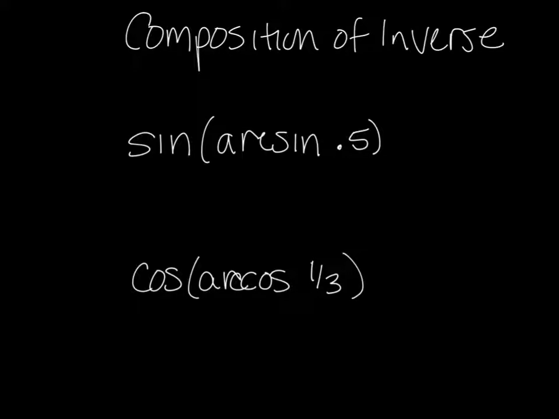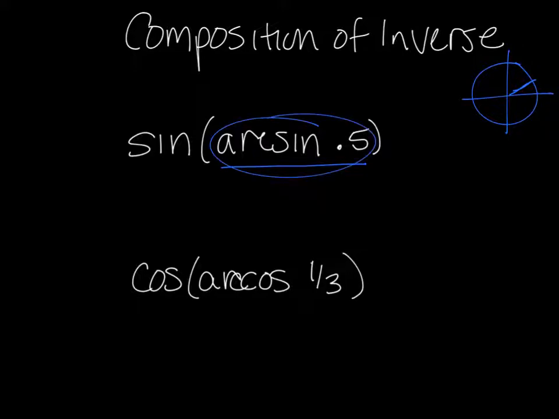So if we start with this, we always start inside the parentheses. We're trying to find arcsine of 0.5. If I look at the unit circle, sine is the y value, it's 1/2, that's 30 degrees. So I'm saying sine of 30 degrees. Sine of 30 degrees is the y value, that's 1/2, which is 0.5.